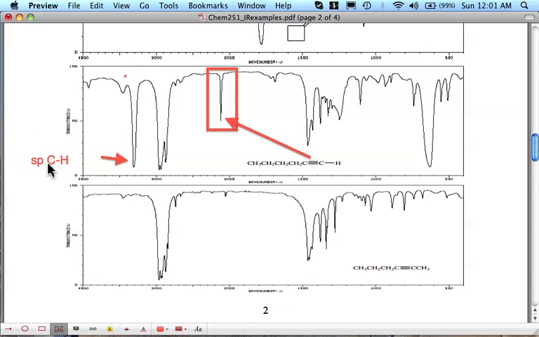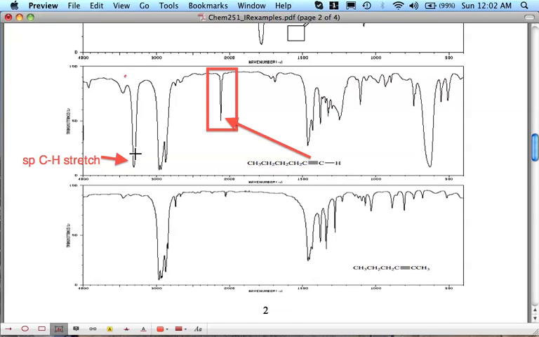Okay, and so there we go. And you could also label these as sp3 CH stretches here. So that's very distinctive for a terminal alkyne.